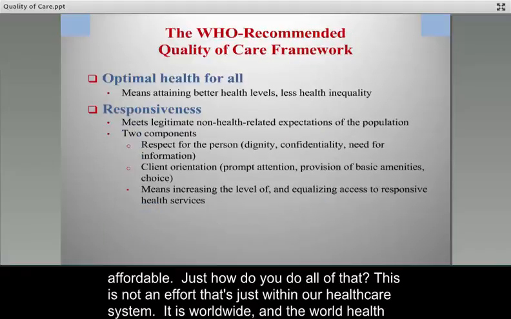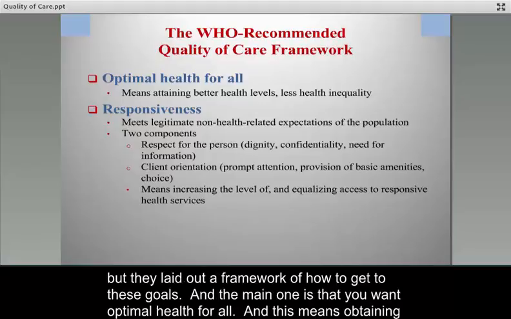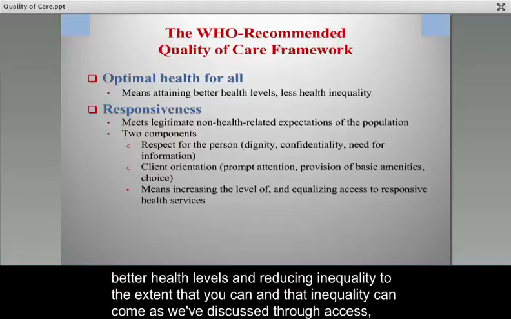This is not an effort that's just within our healthcare system. It is worldwide, and the World Health Organization deals with healthcare systems at all levels, from the barely developing to the very well developed countries. They laid out a framework of how to get to these goals. The main one is that you want optimal health for all. This means attaining better health levels and reducing inequality to the extent that you can.